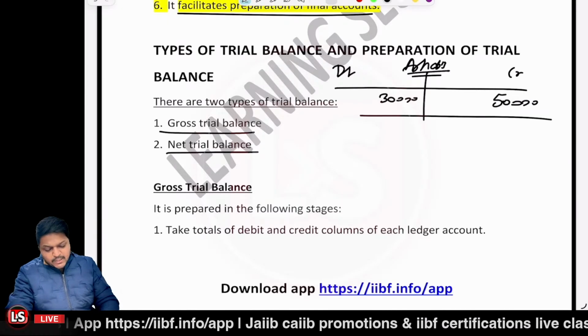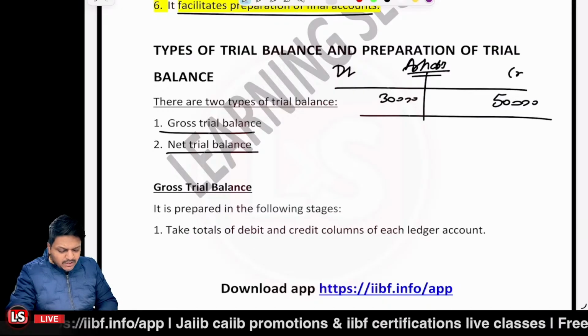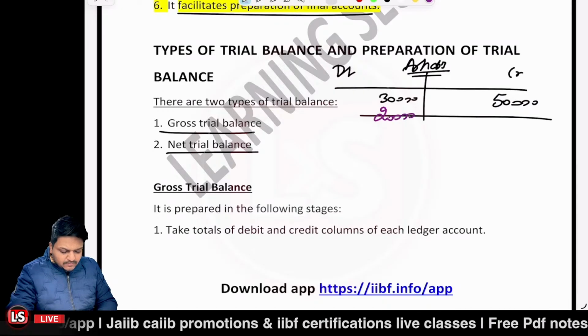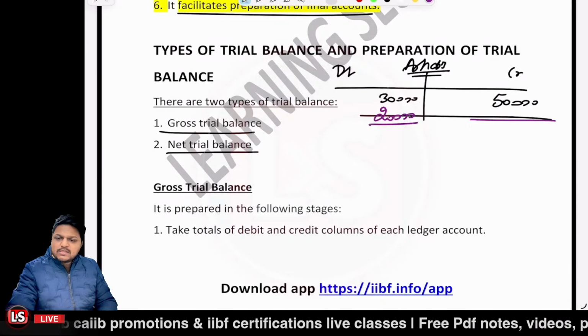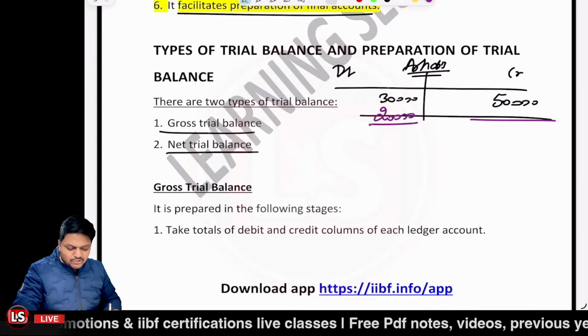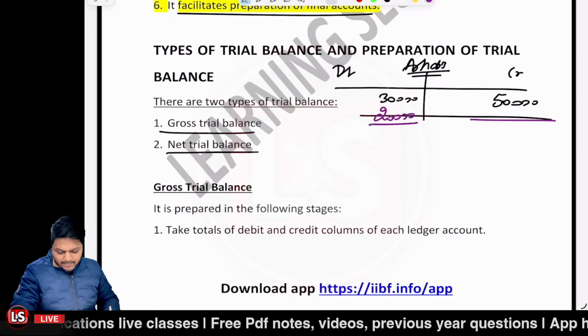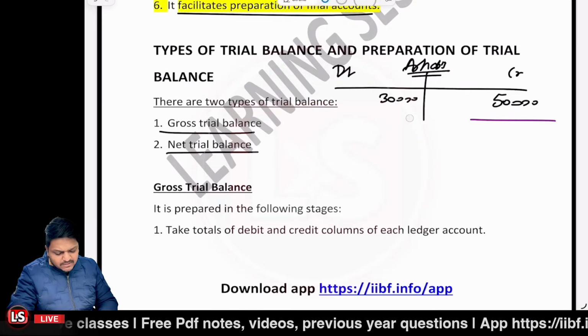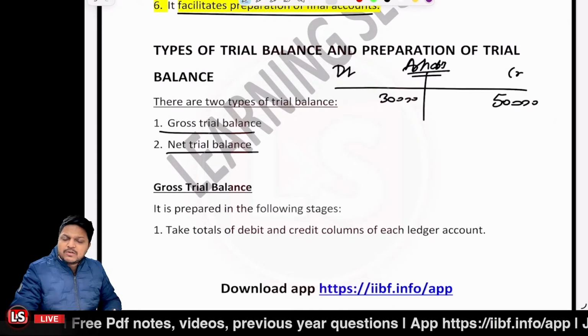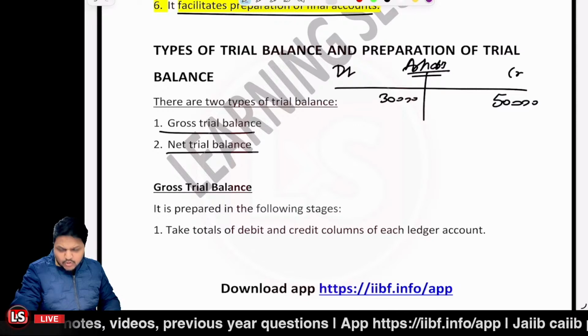In that scenario, I am to mention 20,000 on the debit side so as to do the balancing. Now the totals are matching, right? That's the first part, how we do the balancing. But in case of the gross trial balance, the balancing is not to be done.